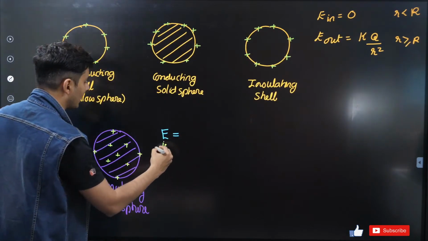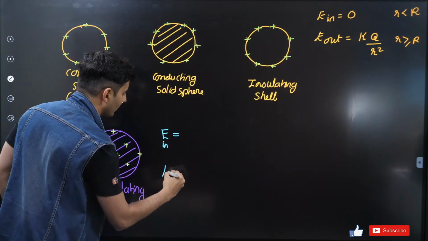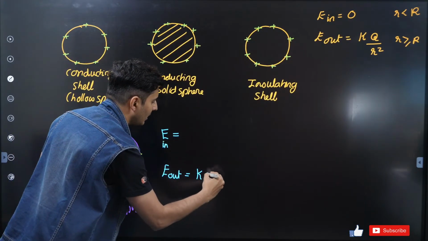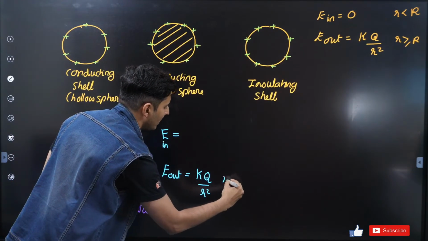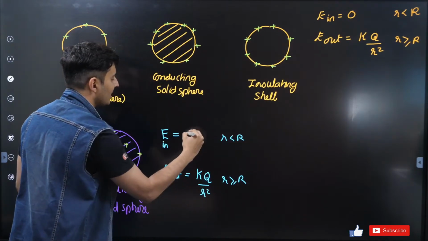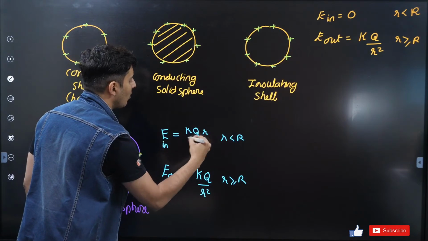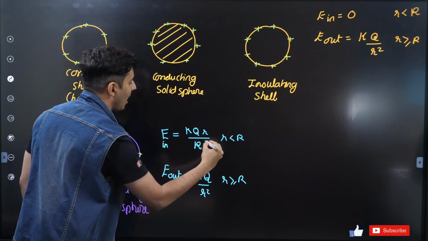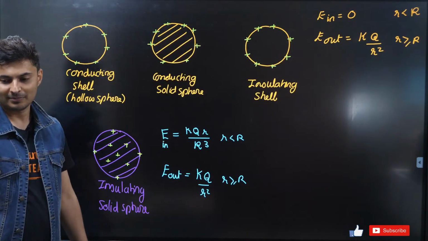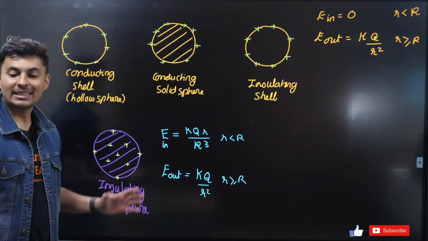If I have to write down the field inside versus the field outside, the outside will be the same. It is KQ divided by R square, that's when r is more than R. But the moment r is less than R, it is KQr divided by R cube. That's the only change in the formula. I hope this is clear.